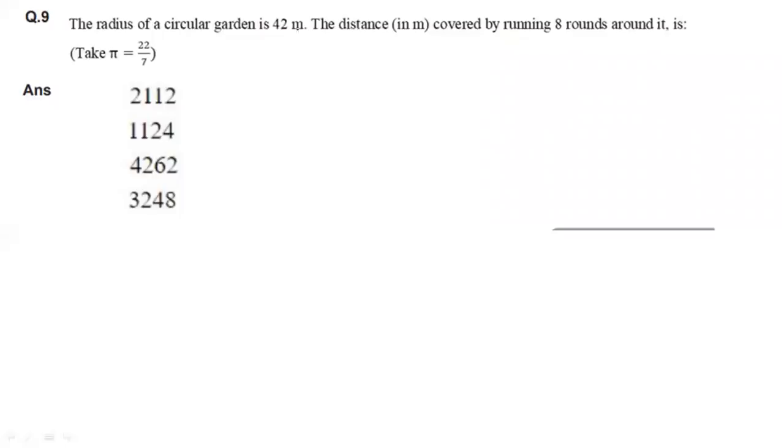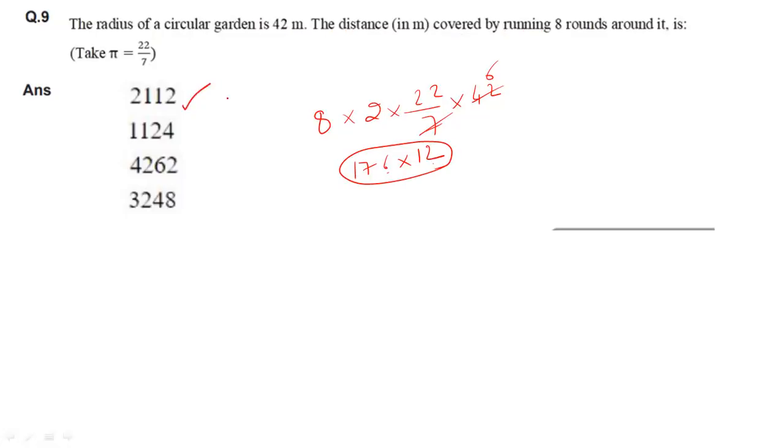Radius of a circular garden is given. Distance covered in running 8 rounds around it. 8 rounds is 8 times of circumference. So 8 into 2 pi r. 2 pi r, you know this is 6 times. 8 into 22 is 176 into 2 sixes is 12. So 176 into 12 should be near to 2000, and that too ending with 2. So only one option is possible here. Go to the next one.